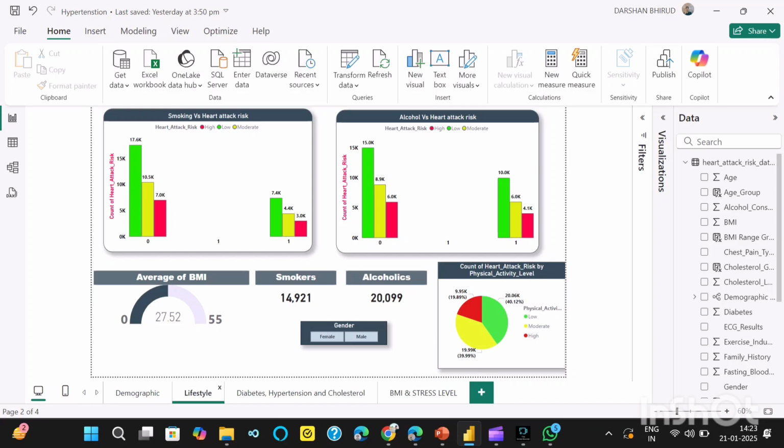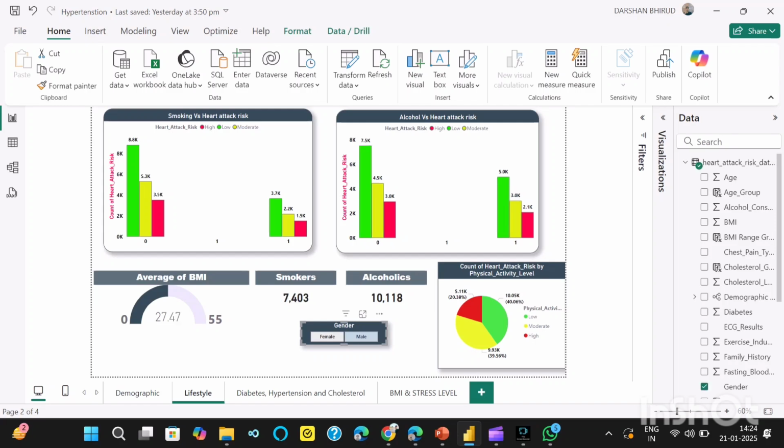Then on the second page, we can see the lifestyle. We are going to compare lifestyle habits against the output variable, like smoking versus heart attack risk. What is the effect of alcohol if I drink too much? What is the risk of heart attack then? If I am a smoker, what is my average BMI and what are my other average values?